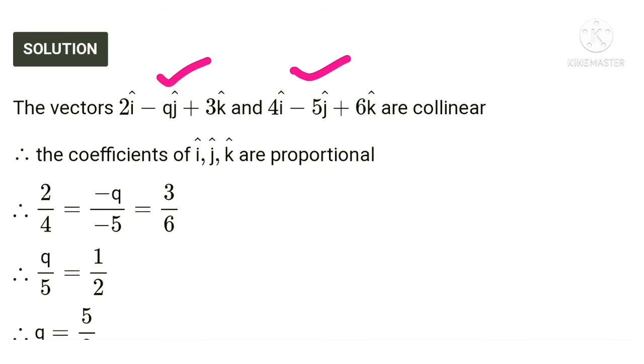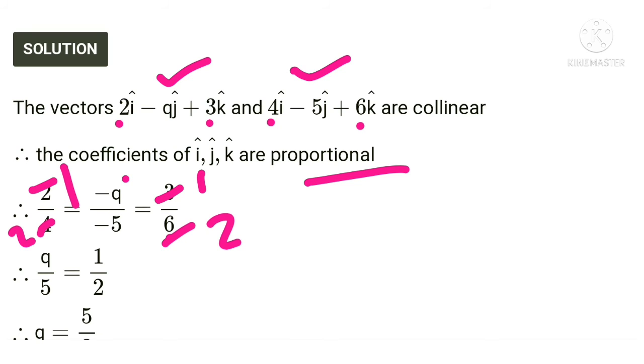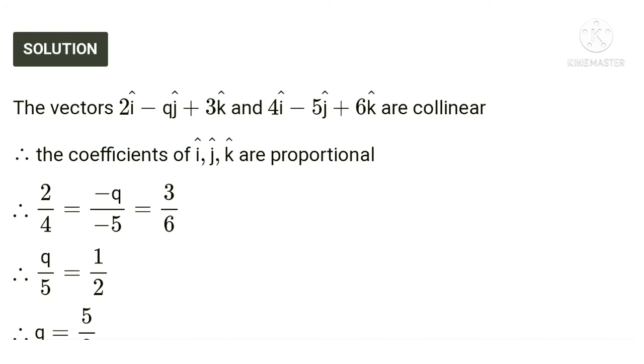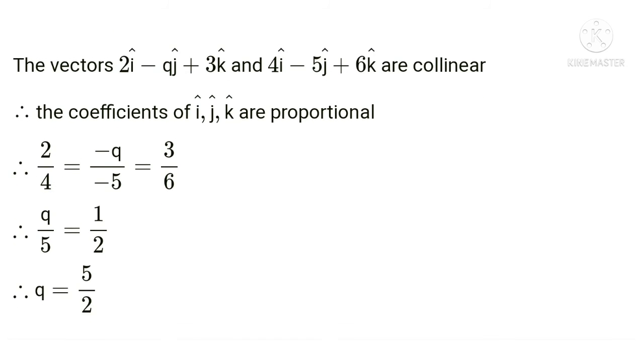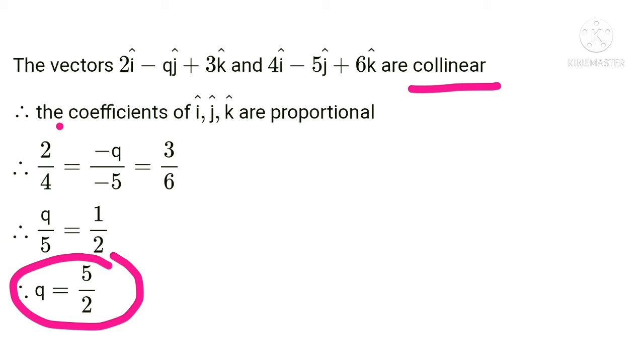Collinear means their coefficients are proportional. So we write 2 upon 4 for the coefficients of i, minus q upon 5 for j, and 3 upon 6 for k. 3 ones are 3, 3 twos are 6, 2 ones are 2, 2 twos are 4. So we get here q upon 5 is equal to 1 upon 2. You calculate this, you get the value of q as 5 upon 2. If the vectors are collinear, then their coefficients are proportional.